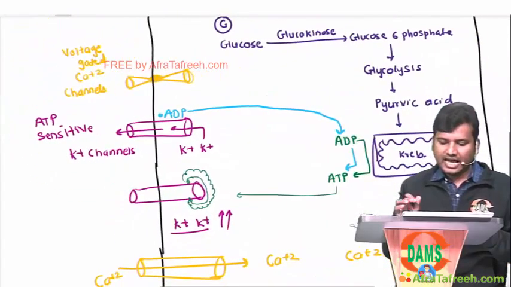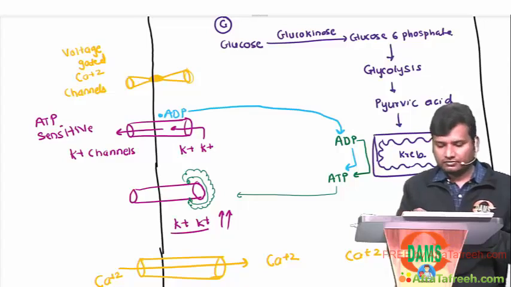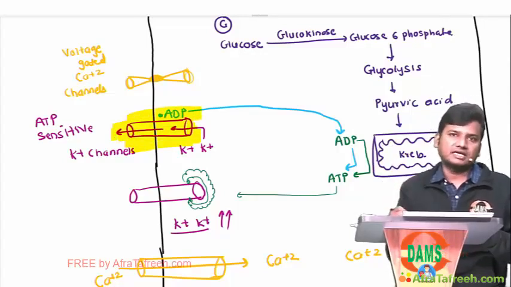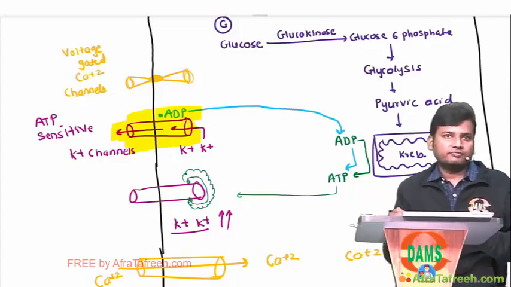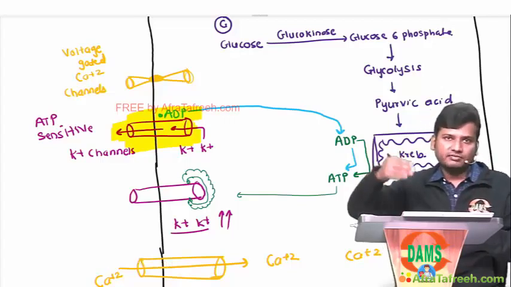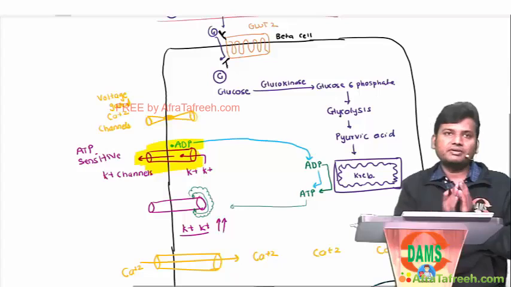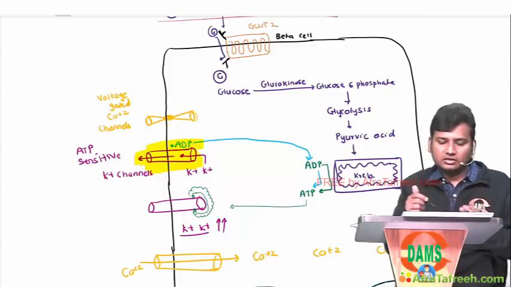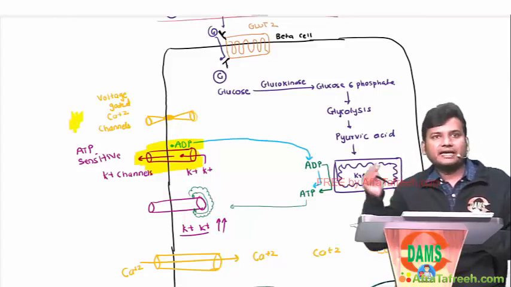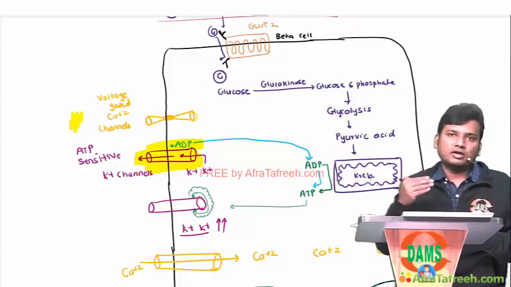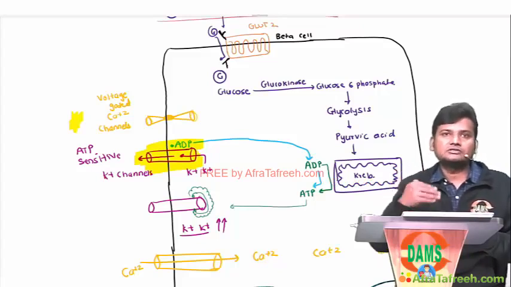Okay, next practical important point. Suppose I have a drug which can block potassium channels, then what will happen? Potassium will remain in the beta cell. If potassium remains in beta cell, positive charge will increase. If positive charge increases, a lot of calcium will enter the beta cell and it will cause release of insulin. So the drug which is blocking potassium channels will increase insulin secretion.